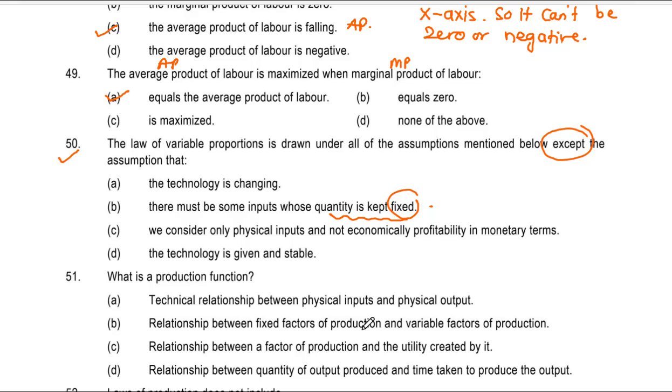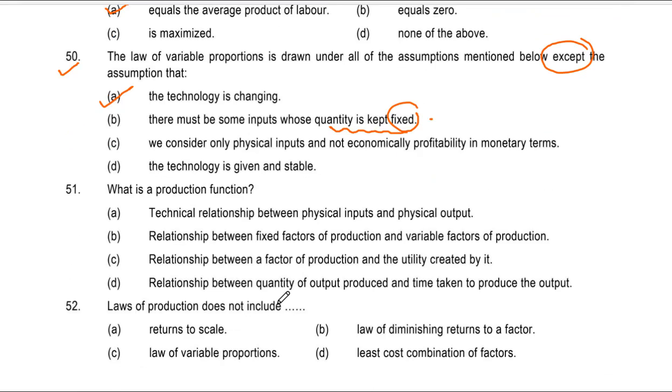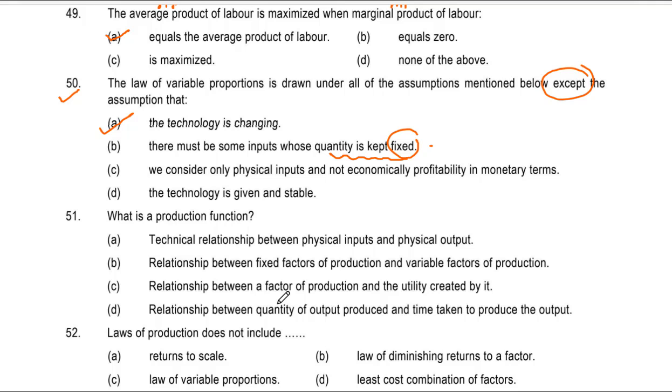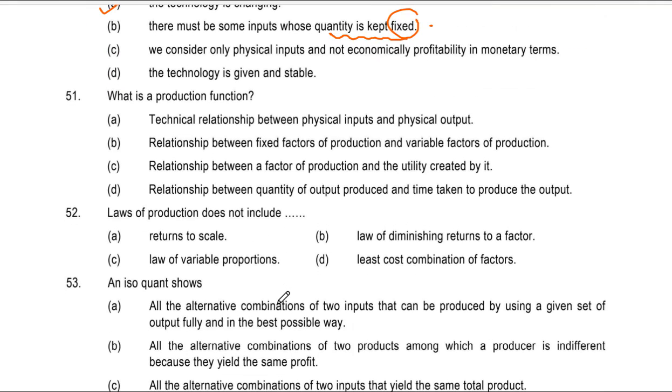So over here this is wrong, that is A. The technology is changing, because the technology is stable and constant. So A is wrong. So the answer is 50A. Let's see 51.